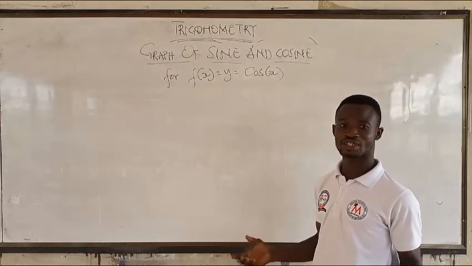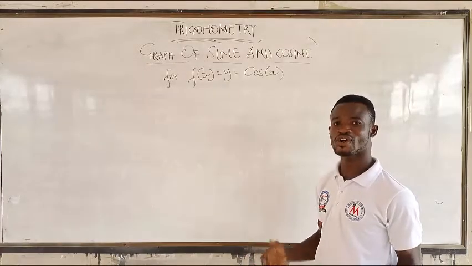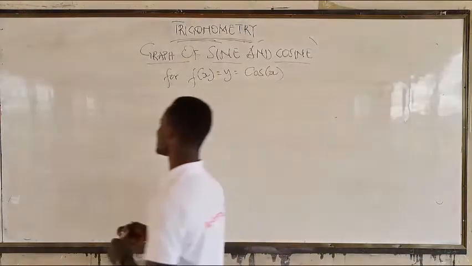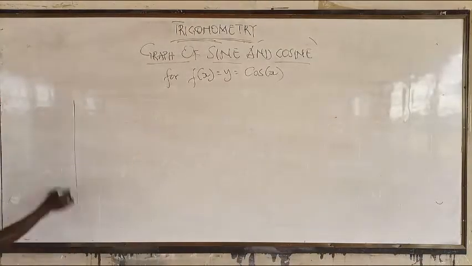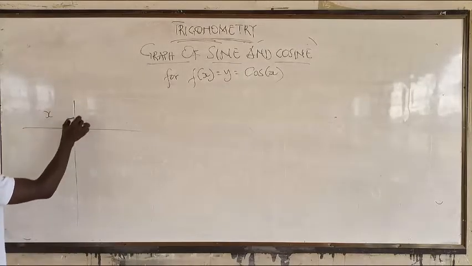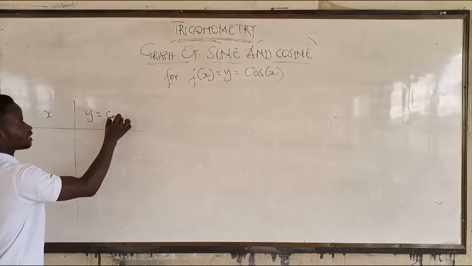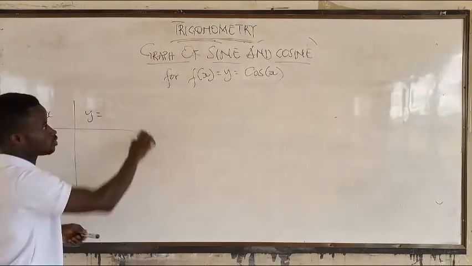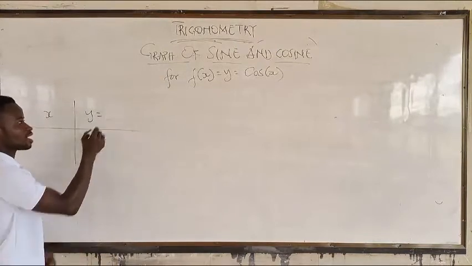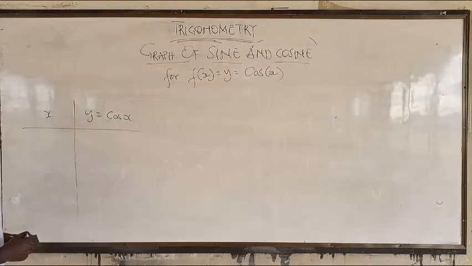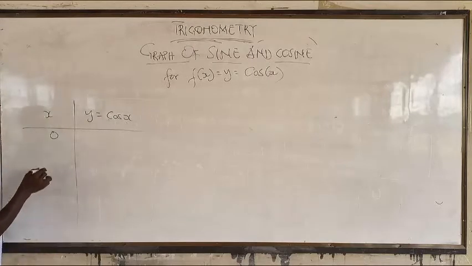So, as you know, the first thing to do is to go and take your table. Because you need a table to do the graph. So this will be x, and this will be y is equal to cos x. So this is the basic cosine curve. And don't forget, take from 0.